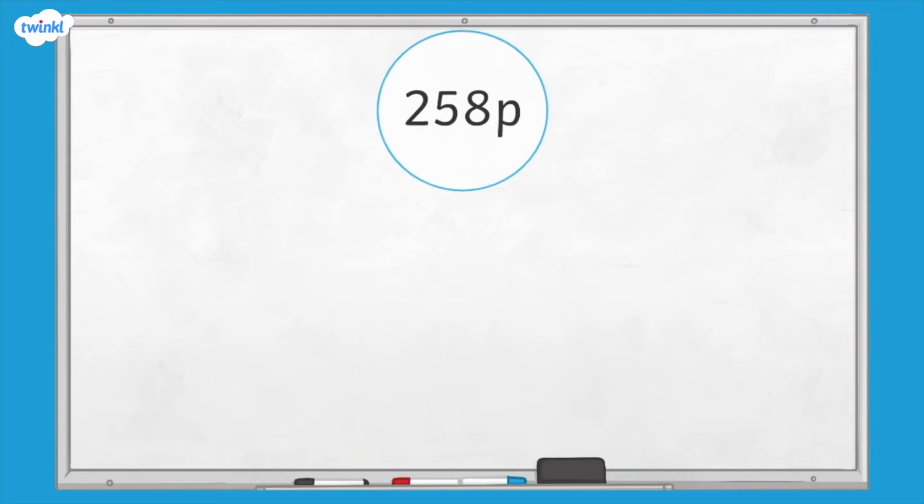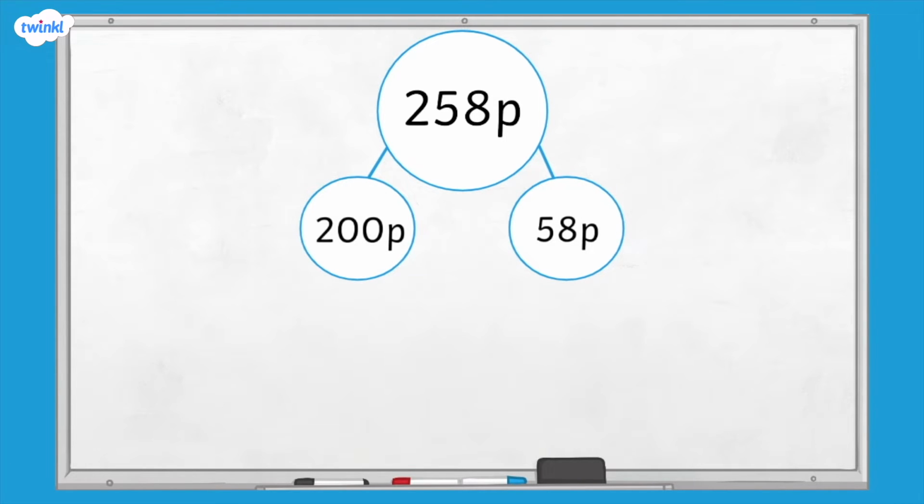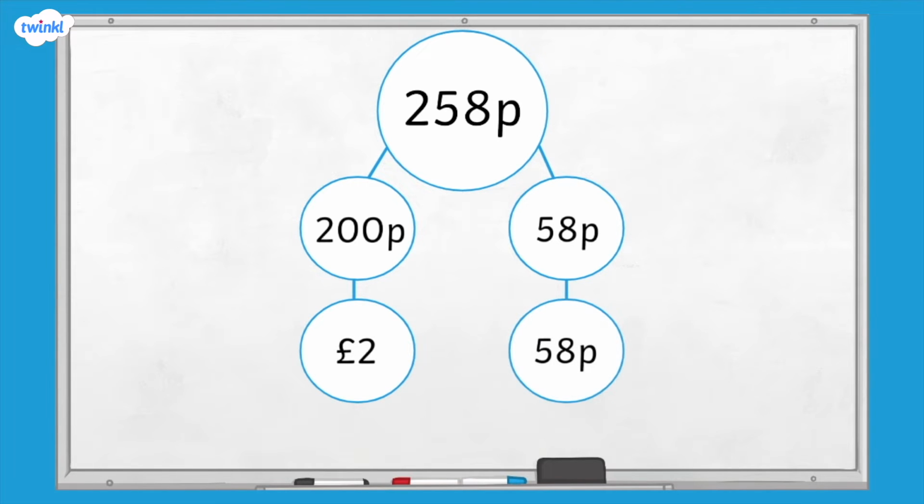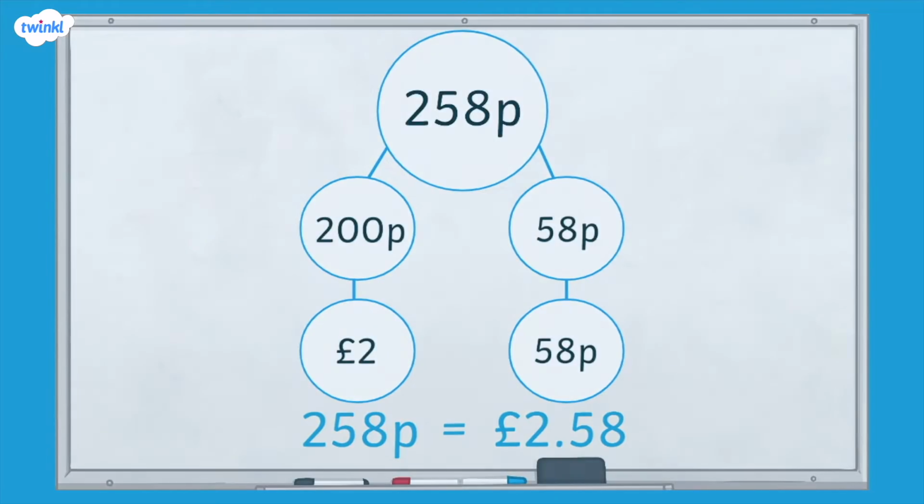Here we have 258 pence that we'd like to convert into pounds and pence. We can partition 258 pence into 200 pence and 58 pence. 200 pence is equivalent to £2, and we have a further 58 pence. 258 pence is equivalent to £2.58.